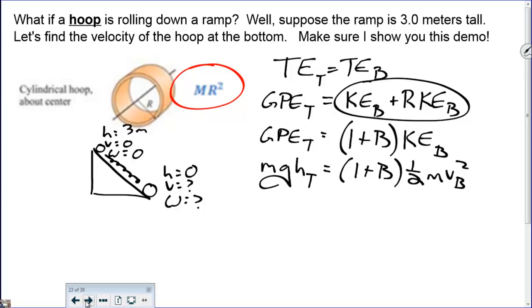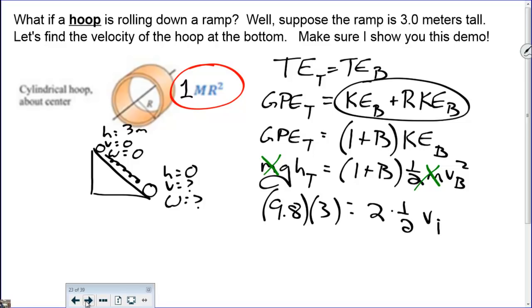And now we can plug in our numbers. Oh, before we do, the m's cancel. All right, let's plug in our numbers. g is 9.8, height at the top is 3. b here is 1, so 1 plus 1 is 2, times 1/2, times the velocity at the bottom squared. 2 times 1/2 cancels out. Solve it. The velocity at the bottom turns out to be 5.42 meters per second.